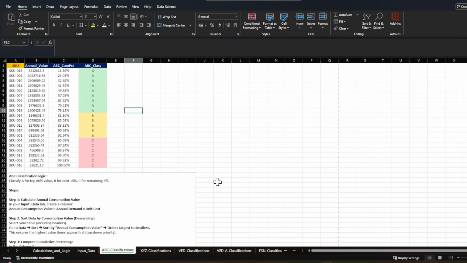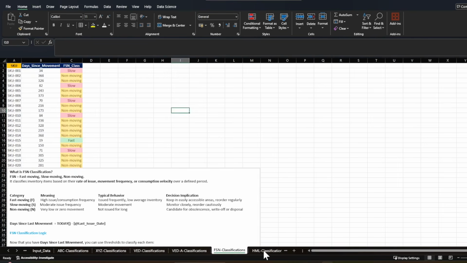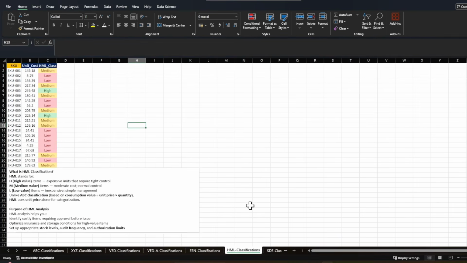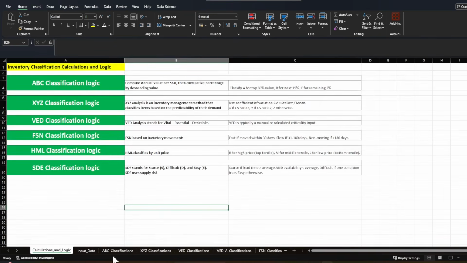We have a dedicated tab for each of the classifications: ABC, XYZ, VED, FSN, HML and SDE analysis. So let's start with a brief intro of each of the inventory classifications. First is the ABC classification. We all know this is a value based classification in which we classify the inventory as high value, low value and medium value.